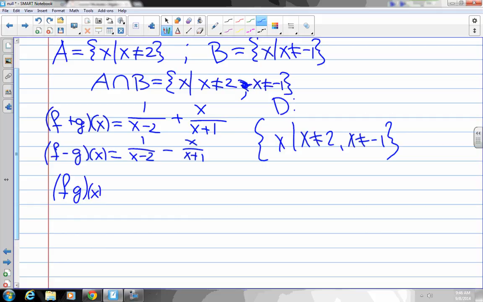fg of x is 1 over x minus 2 times x over x plus 1. Right? This one is actually easier than adding, because when you multiply fractions, you just multiply fractions. You multiply the numerators, you multiply the denominators. So really this whole thing is x over (x minus 2)(x plus 1). You can write it like that. What is the domain?